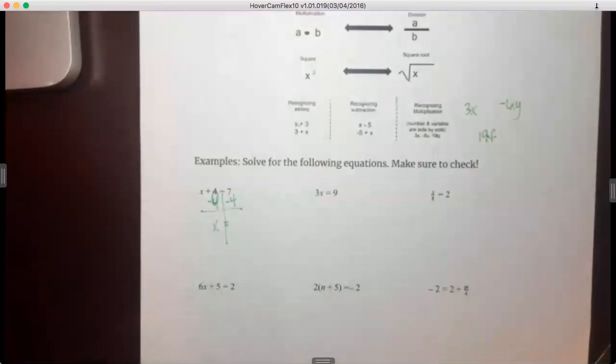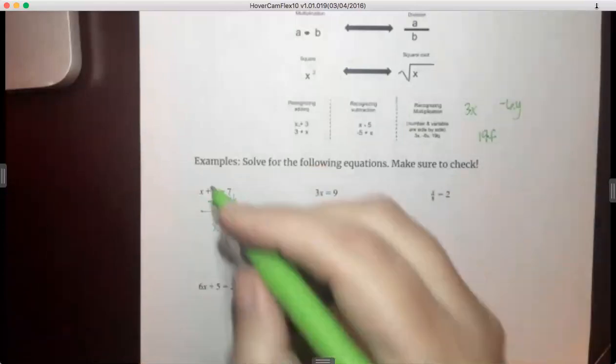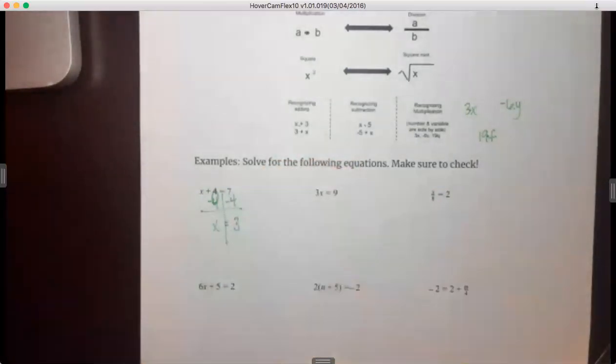It's like having a bank account. You have $100 in a checking account and you want to move it to a savings account. You subtract the $100 from your checking and you put it in your savings. So 7 minus 4 is 3.